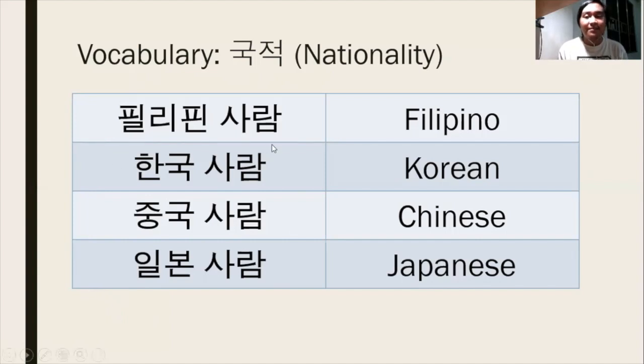필리핀 사람, which means Filipino. 한국 사람, which means Korean. 중국 사람, which means Chinese. 일본 사람, which means Japanese.